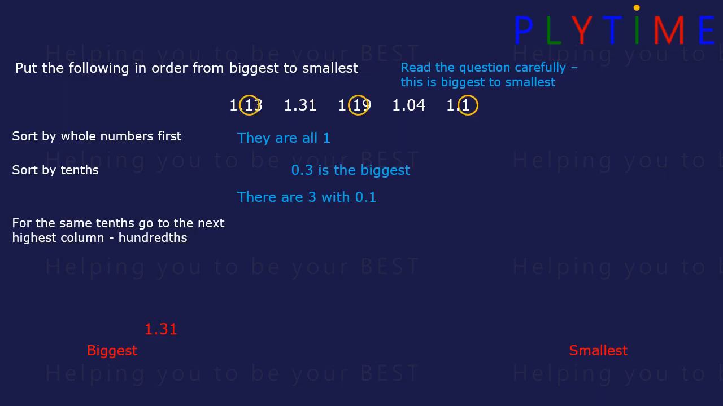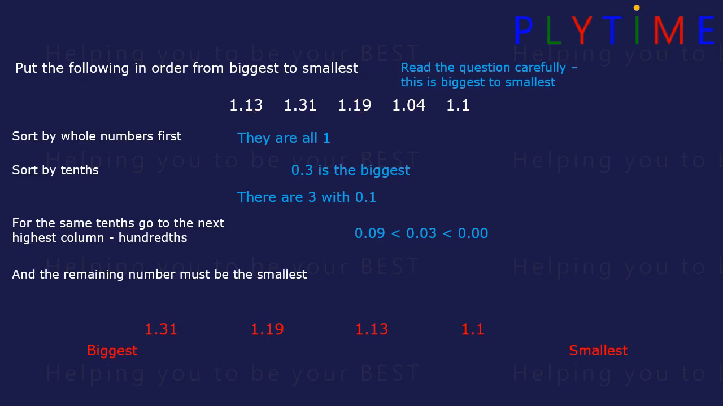So then for the same tenths we need to go to the next highest column, or the hundredths. We compare 0.03 to 0.09 to 0.00. We can see the next biggest is 0.09. So 1.19 is the next biggest, then 1.13, then 1.1. The smallest number is the number that's left. It has nothing in the tenths column. 1.04 is the smallest number.